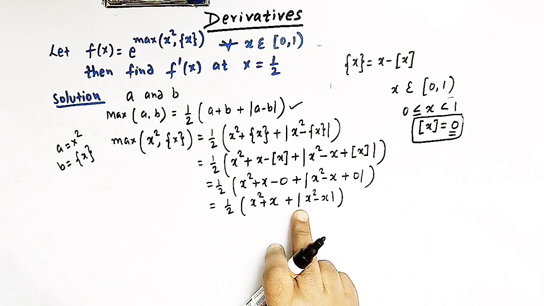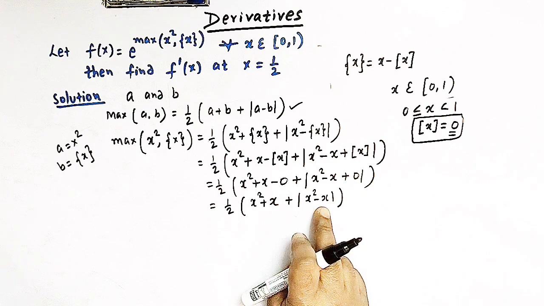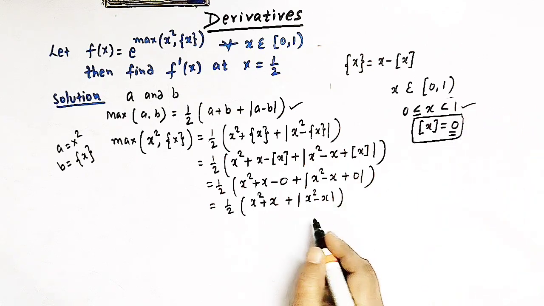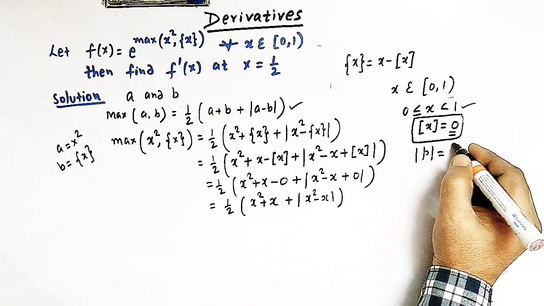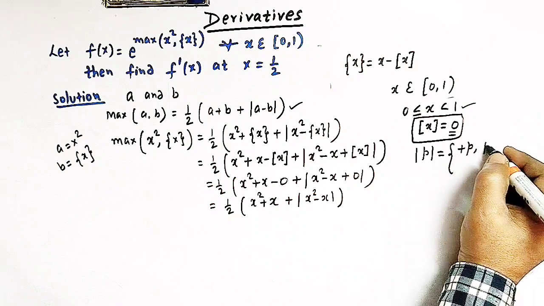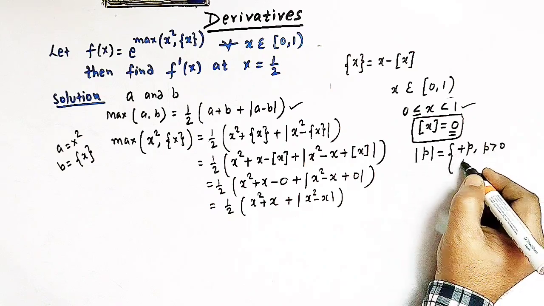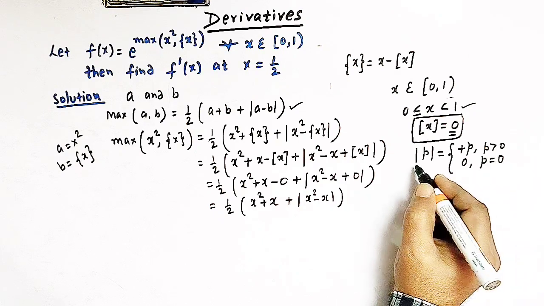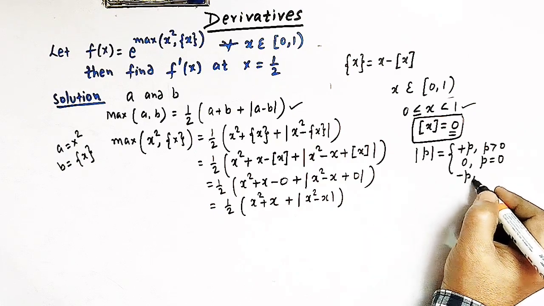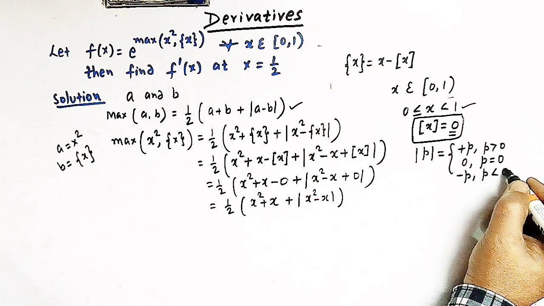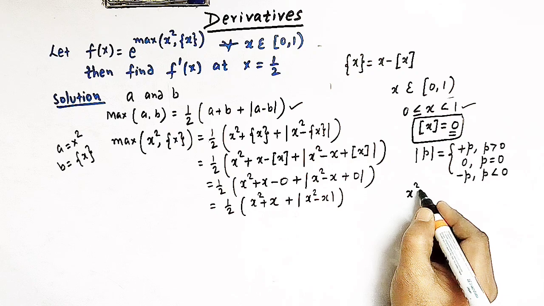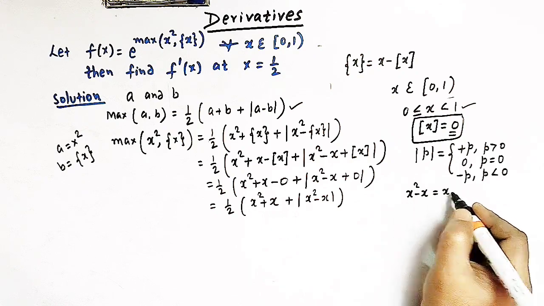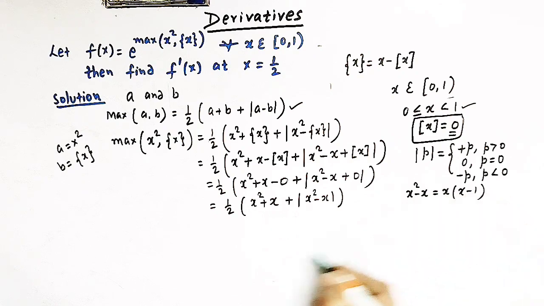Now to simplify the mod of x square minus x in this interval, let us make use of the definition of the mod function. The definition of the mod function is: mod of p is p whenever p is greater than 0, mod of p is 0 whenever p is equal to 0, and mod of p is negative p whenever p is less than 0. So here we have a mod of x square minus x. x square minus x can be written as x times x minus 1, right?